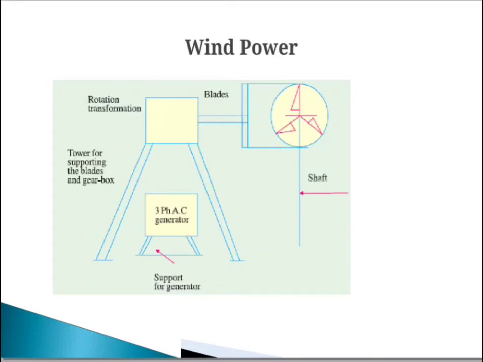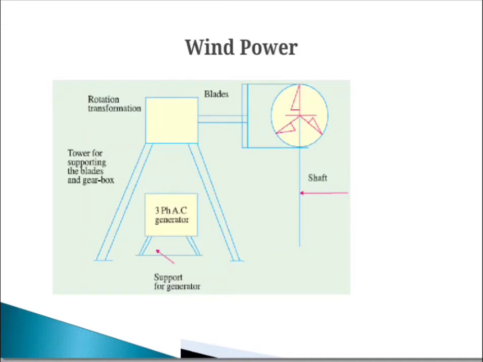The speed of the shaft can be made high by using a gearbox assembly, but we cannot make the shaft speed constant because it depends on the wind speed. If the wind speed varies, then the speed of rotation will vary. According to that, the generation will depend.